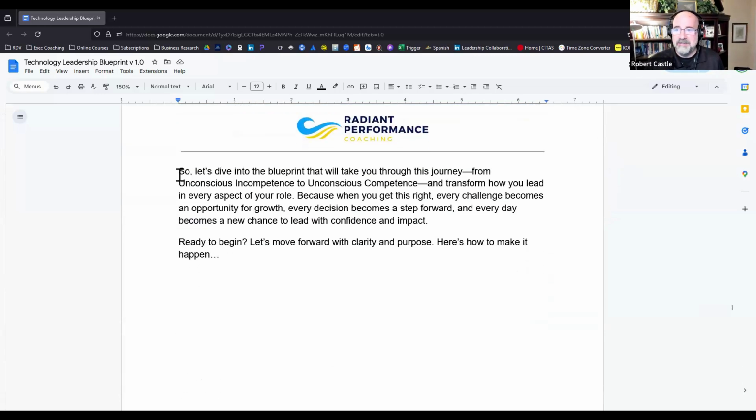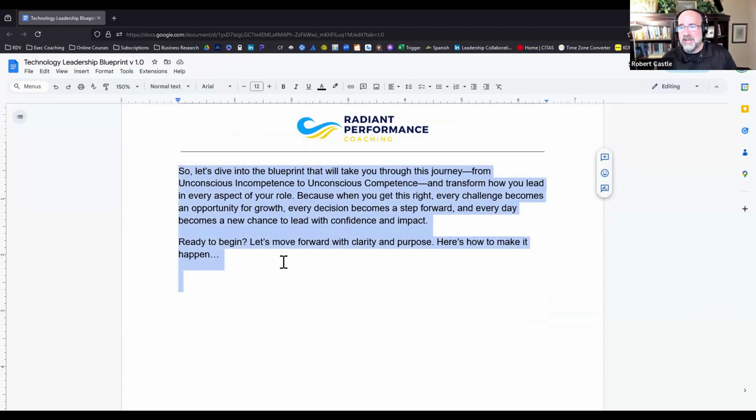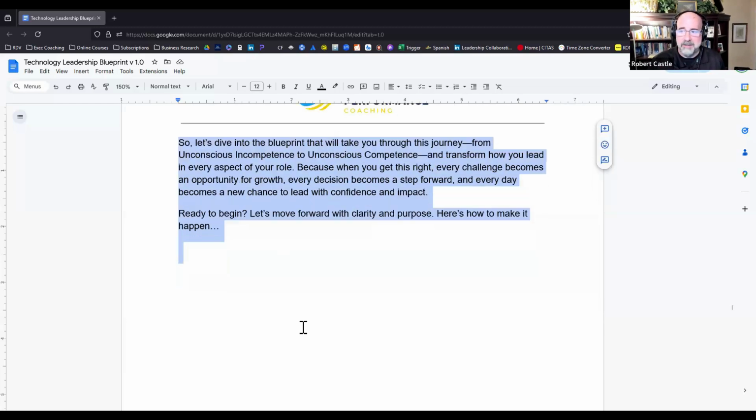So let's dive into the blueprint that will take you through this journey from unconscious incompetence to unconscious competence and transform how you lead in every aspect of your role. Because when you get this right, every challenge becomes an opportunity for growth, every decision becomes a step forward, and every day becomes a new chance to lead with confidence and impact. Ready to begin? So let's move forward. Here's how to make it happen.